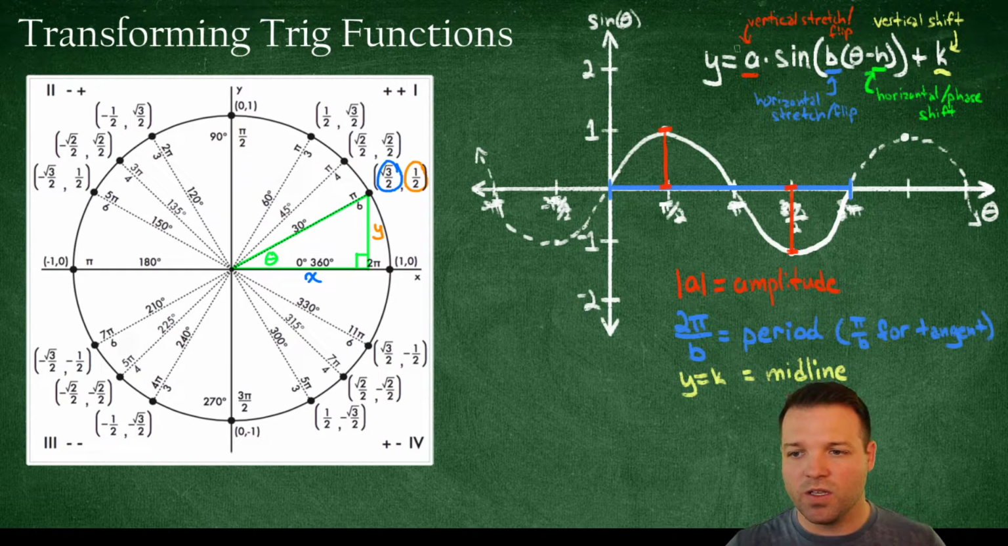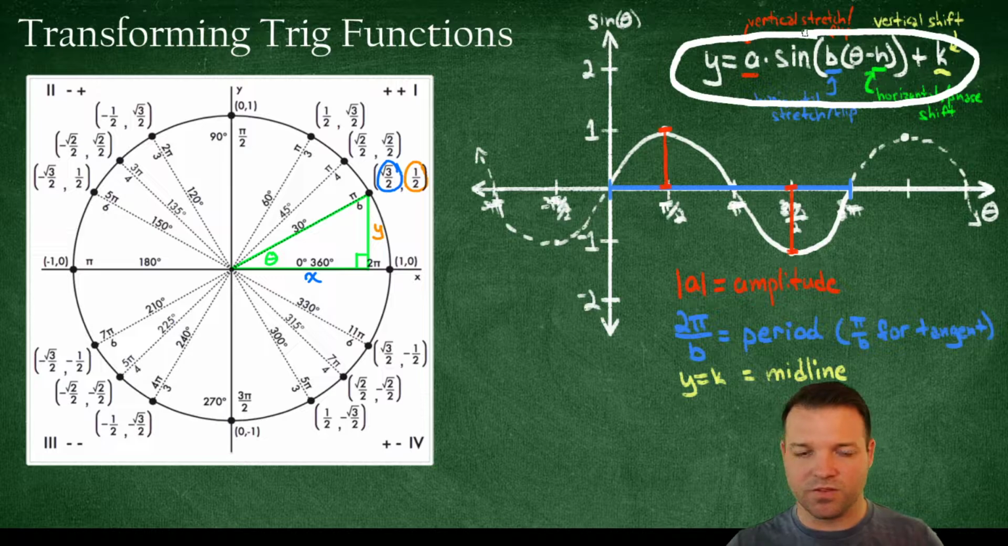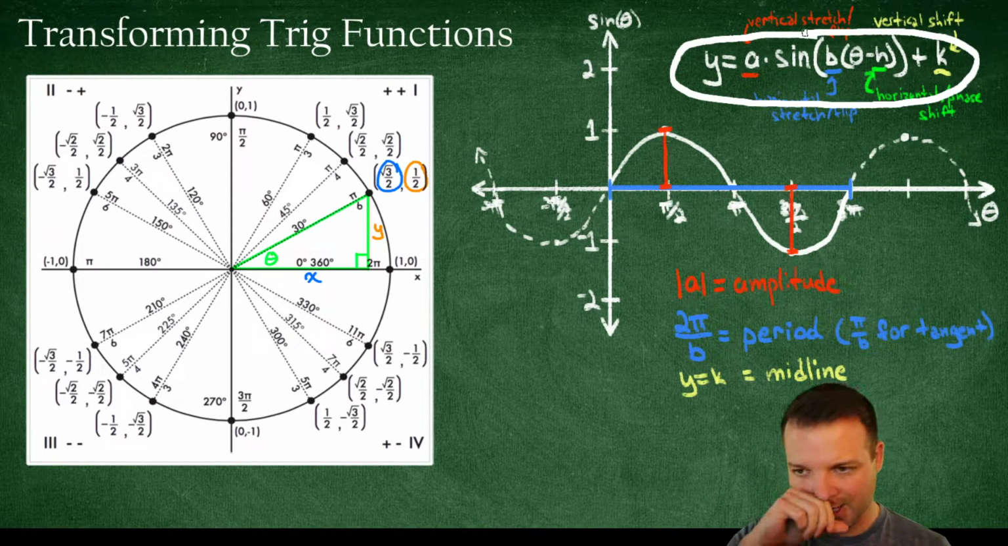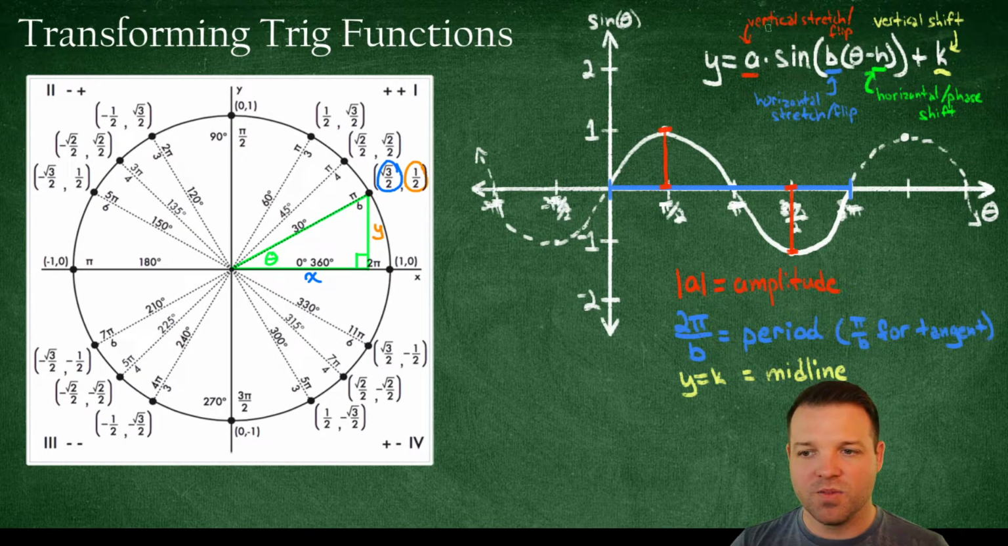Over here, I have the transformation form of the sine function. The only reason I'm doing sine here, by the way, is because it doesn't really matter. It's going to be the same for cosine. And the tangent is slightly different, but it still has the exact same properties. But anyway, the A here is going to be your vertical stretch or vertical flip, which you could say is reflected over the x-axis. The K on the outside is your vertical shift, up or down.